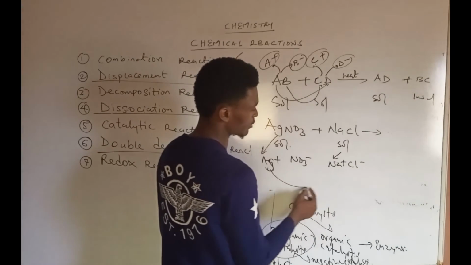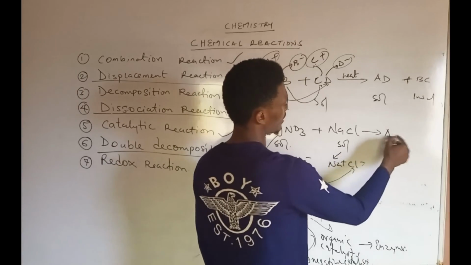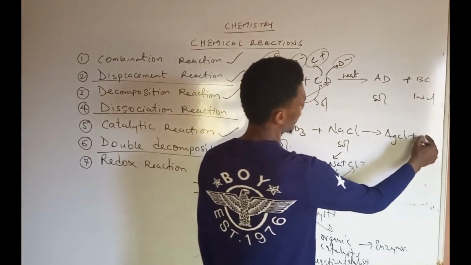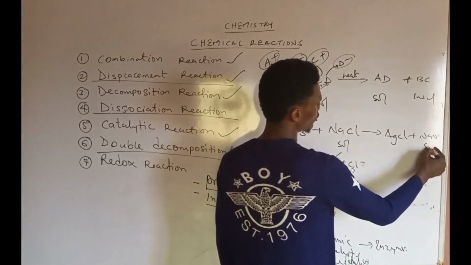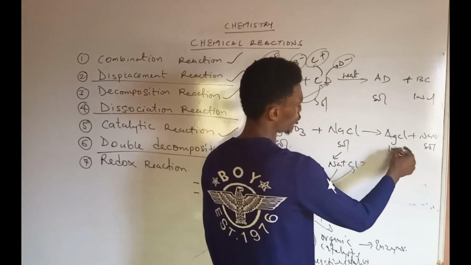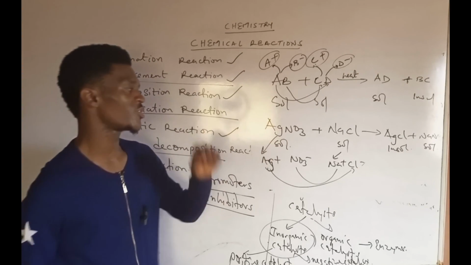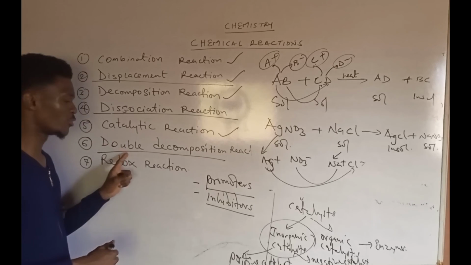So this one will be attracted to the negatively charged ion here, and it ends up giving you AgCl, while this one reacts with this to form NaNO3. So what do you notice? This one happens to be a soluble salt or a soluble compound, while this one is what? Insoluble. So this is a classical example of double decomposition reaction. Okay, so that's all about double decomposition.